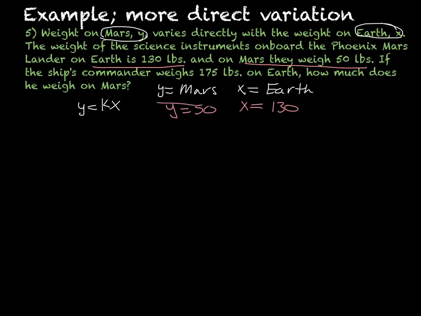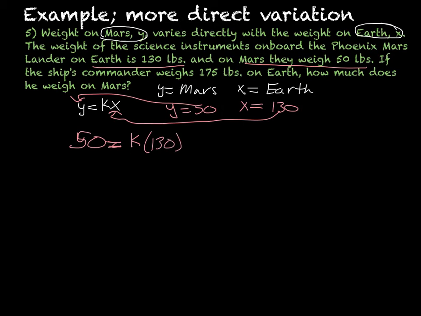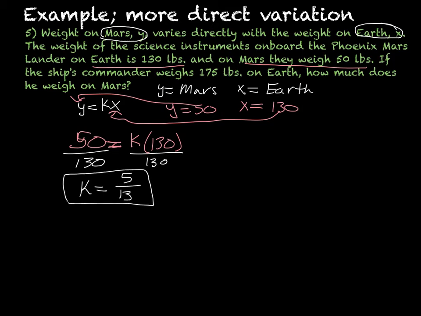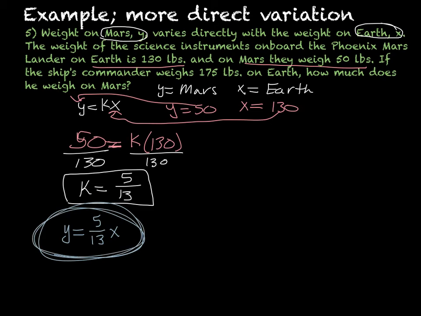So I put these numbers in, just like I did before, and I have 50 equals K times my X, which is 130. And now I have to solve, so I'm going to divide by 130. And K equals 5 over 13. And leave it as a fraction. So K is 5 over 13, so that means that my equation is Y equals, or Mars equals 5 over 13 times my X, or my Earth weight. Okay, so I have that as my equation.